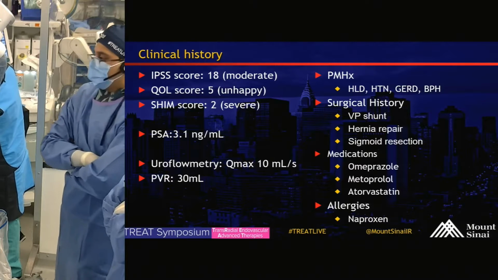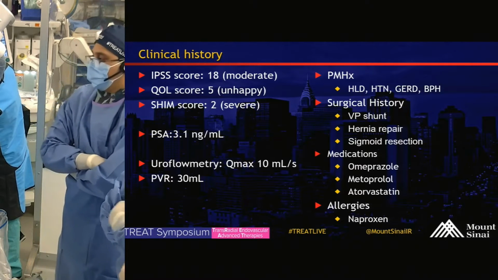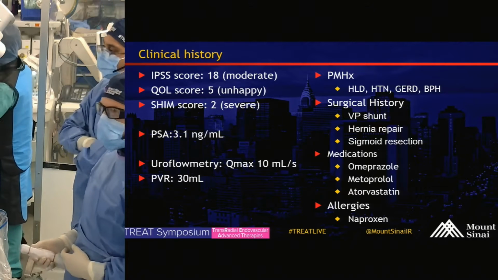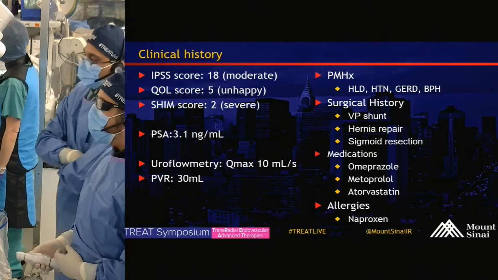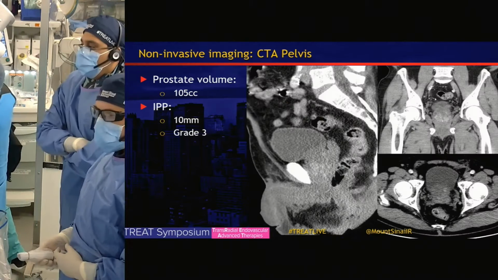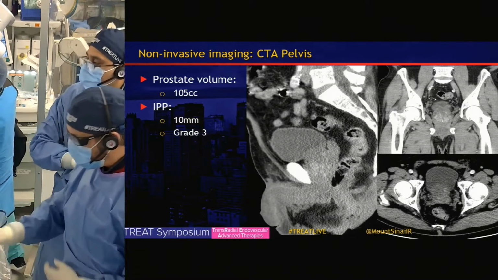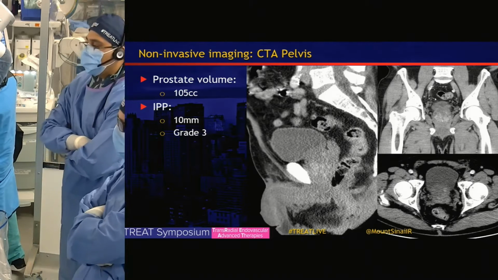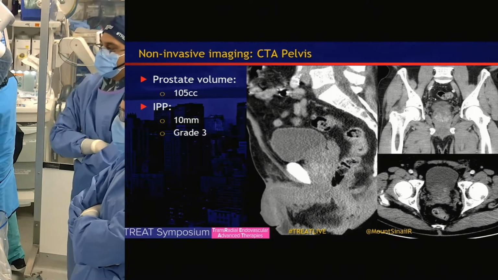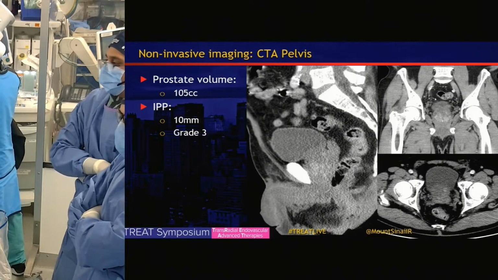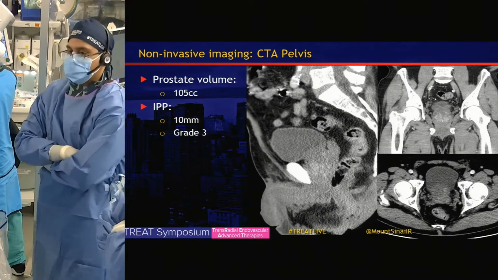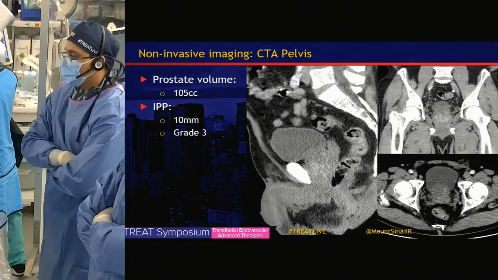Past medical history includes hypertension, hyperlipidemia, GERD, BPH, and surgical history of VP shunt, hernia repair, and sigmoid resection. These are his medications. He has an allergy to naproxen. We got a CTA of the pelvis as our non-invasive imaging, and that demonstrates a prostate volume of approximately 105 cc's. His intravesical prostatic protrusion measures about 10 millimeters, which puts him at grade 3, severe.